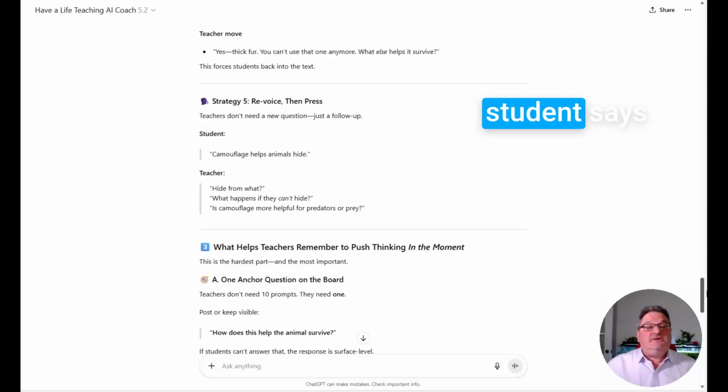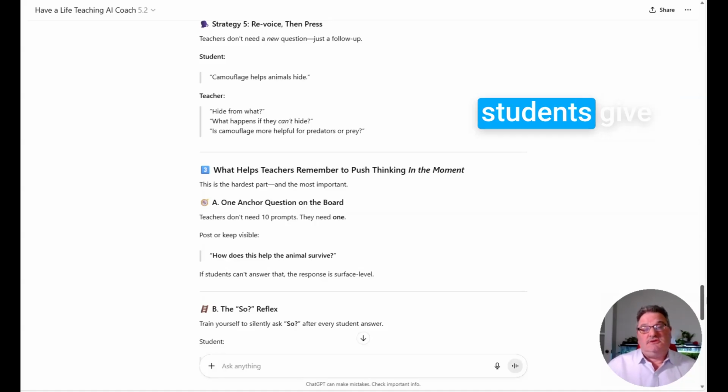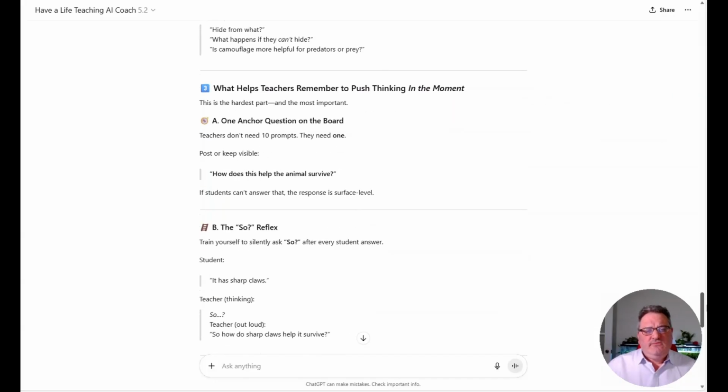So if the student says camouflage helps animals hide, you can ask these follow-up questions. Hide from what? What happens if they can't hide? Is camouflage more helpful for predators or prey? So what you really want to do as a teacher is use an AI bot to help you think about how you're going to respond when students give you surface level responses. Not if, but when.